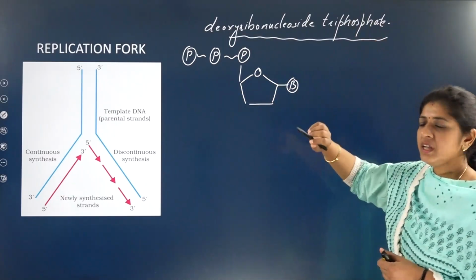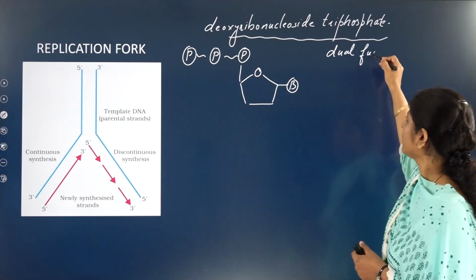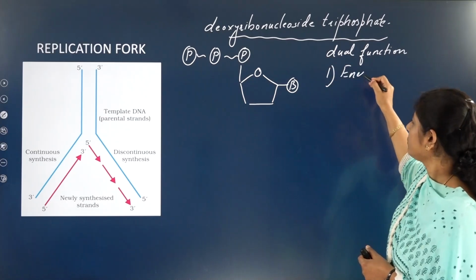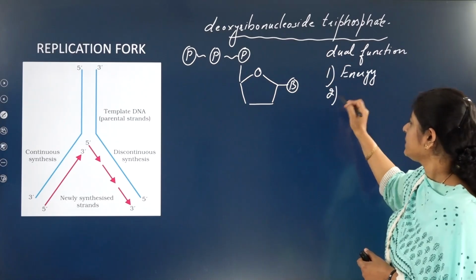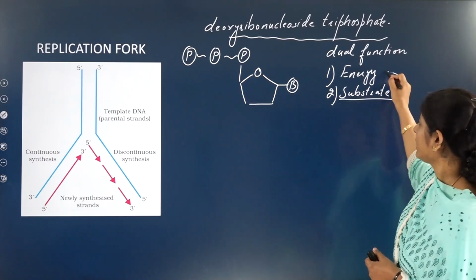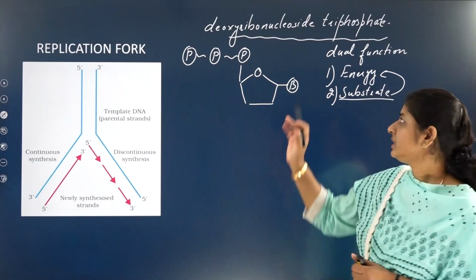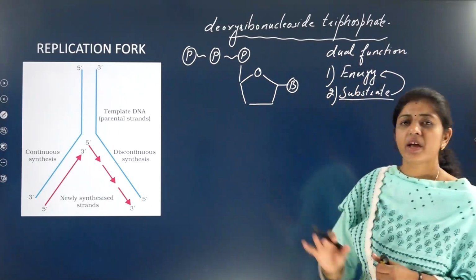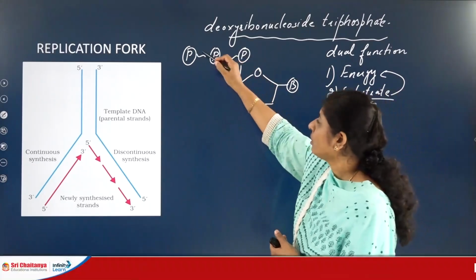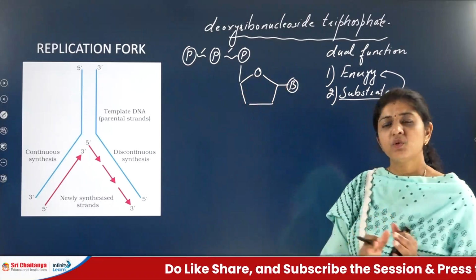So can I say this deoxyribonucleoside triphosphate is playing a dual function? What is that? One, it is providing energy during polymerization. Second, it is even working as a substrate. While working as substrate, they are liberating energy, right? So it has a dual function, that is deoxyribonucleoside triphosphate. Ultimately, it will become monophosphate after the breaking of these bonds, right? But this phosphate is still there, so it will be a nucleotide.